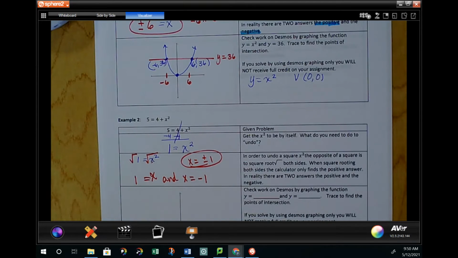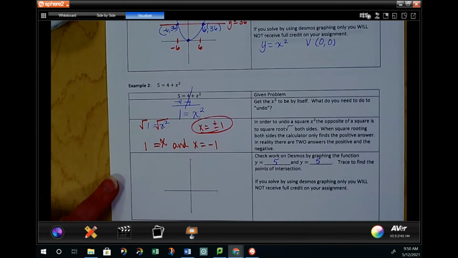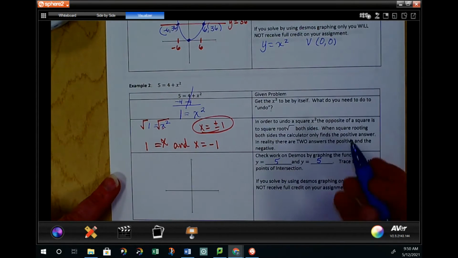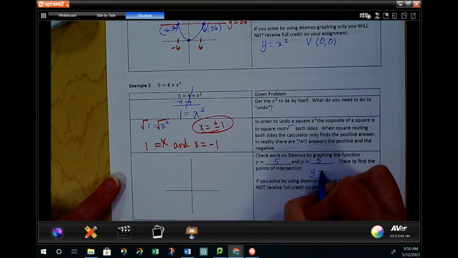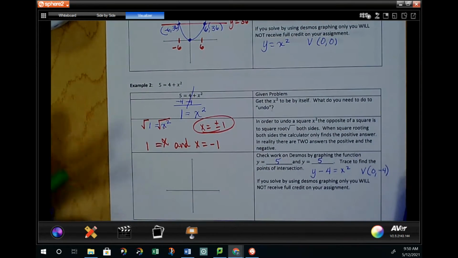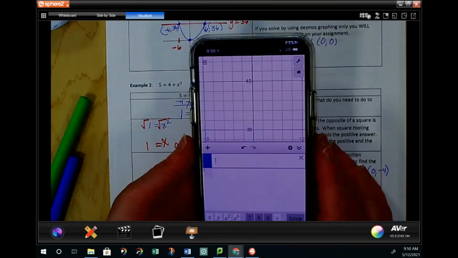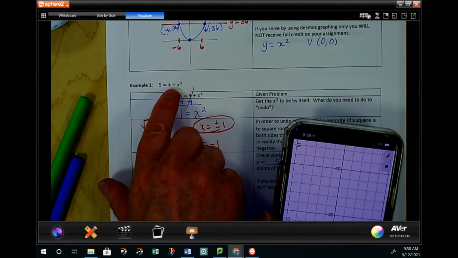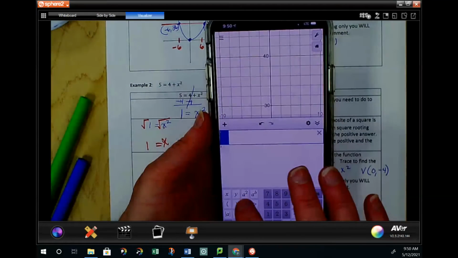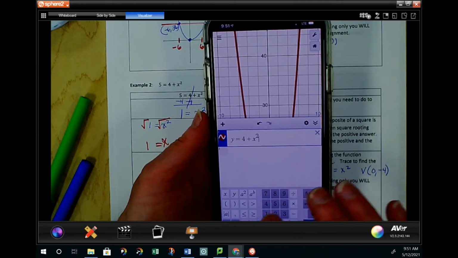So let's check. So when y is 5, we're going to check this. And now my equation is y minus 4 is equal to x squared. So my vertex is 0, negative 4. And let's just face it, you guys are going to use your calculator. So I'm going to go through here. We're going to type in our equation. So I'm going to type in 4 plus x squared. Y equals 4 plus x squared.